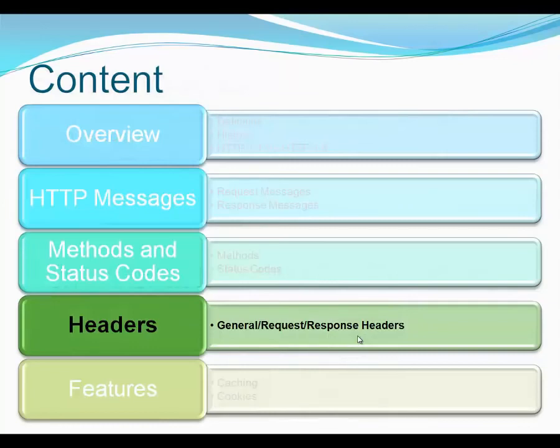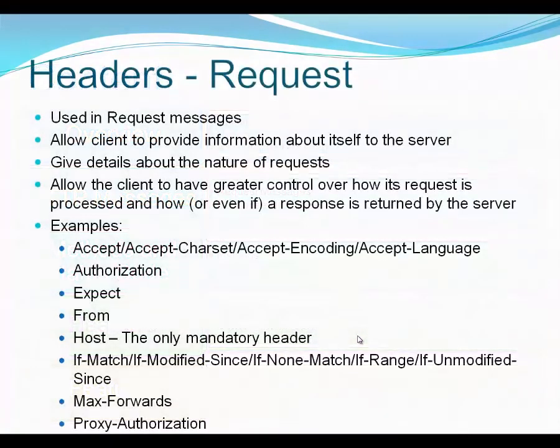Now the next section we are going to talk about is headers. These are the request and response headers. We already spoke a little bit about it, but we'll see what all different headers are present. Request headers are used in request messages. They allow the client to provide information about itself to the server. They also give details about the nature of the request. They also allow the client to have greater control over how its request is processed and how, or even if, a response is returned by the server. A few examples of request headers are accept encoding, accept language, authorization, expect, host, if match, if none match, if modified since, if range, max forwards, proxy authentication, and so on.